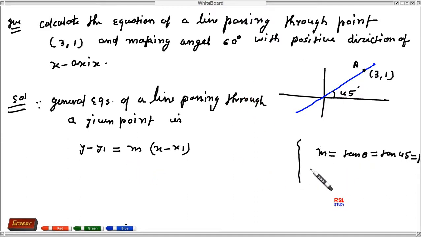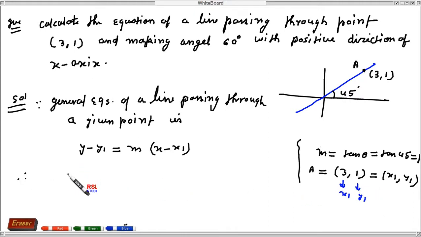And point A is given, 3, 1, that is x1 comma y1, means x1, y1 is given and m is given. So we will put the values in this equation. So case 1 will be y minus y1, means y minus 1, and m equal to 1, x minus 3.